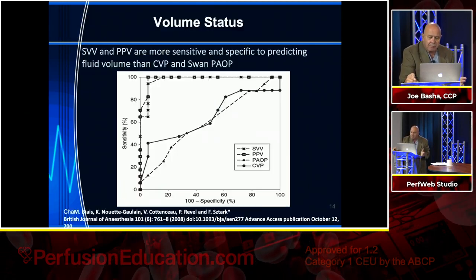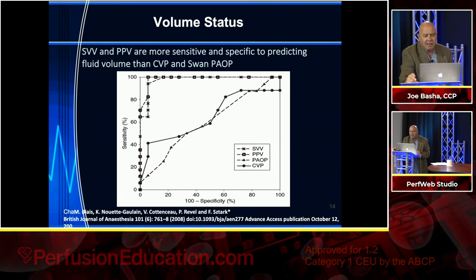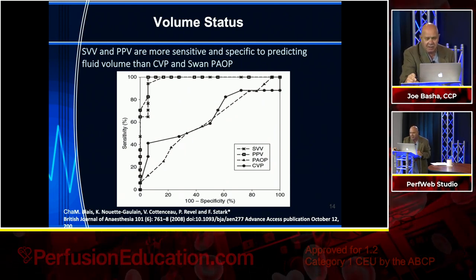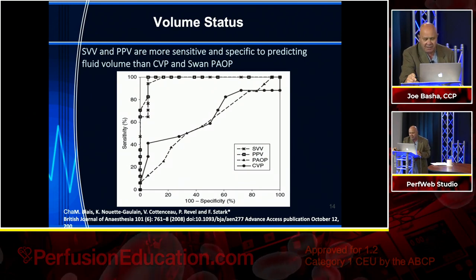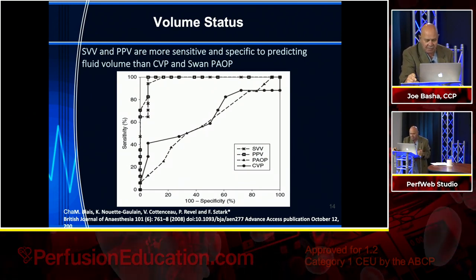So this is a very important curve here. And what you're looking at is a comparison of stroke volume variation, pulse pressure variation, CVP, and the PA pressure from the Swan.